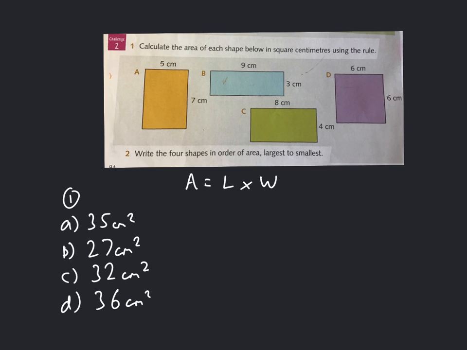Number 2, write the 4 shapes in order of area, largest to smallest. So I can see here that the largest one is D. So D would be first, that's 36, followed by A, which was 35, so A would be my next one, followed by C, which is 32, and then B at the end. So D, A, C, B was the shapes in order of area from largest down to smallest.